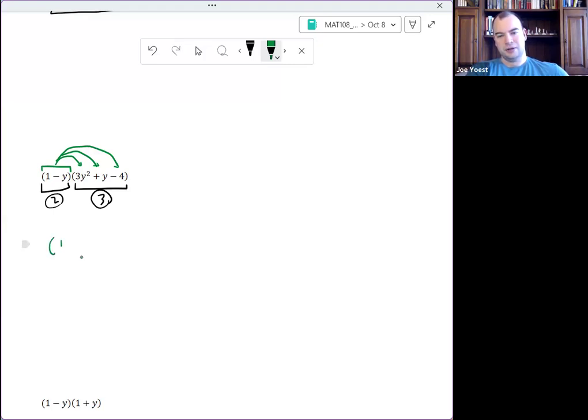So I would take 1 minus y times 3y squared plus 1 minus y times y plus 1 minus y times negative 4. If I can draw my y. There we go. Now what do I do in each of these three terms? I need to take a factor and distribute it.